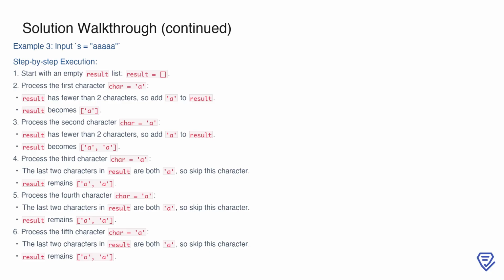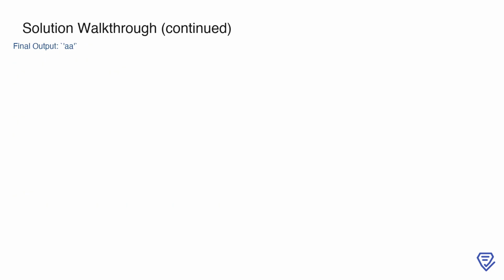The fourth character is another a, and since the last two characters are still both a, we skip this one as well. Similarly, the fifth character is skipped for the same reason. The final result list remains a, a. After processing all characters in the input string, we convert the result list back to a string. The final output is a, a. This demonstrates how the algorithm effectively limits consecutive characters to a maximum of 2, even when the input string contains repeated sequences.